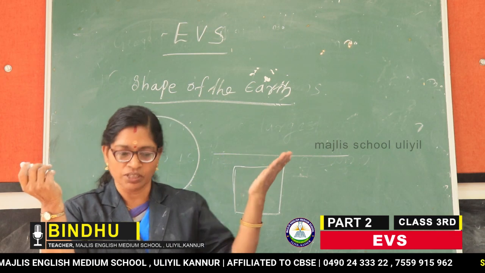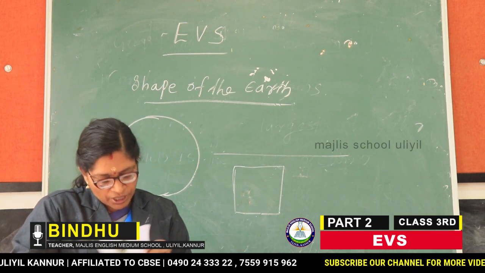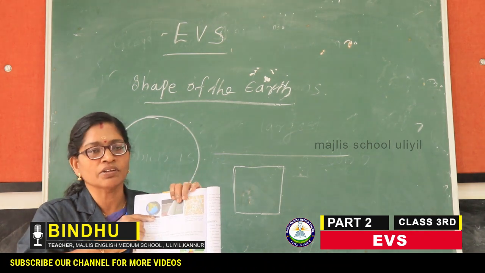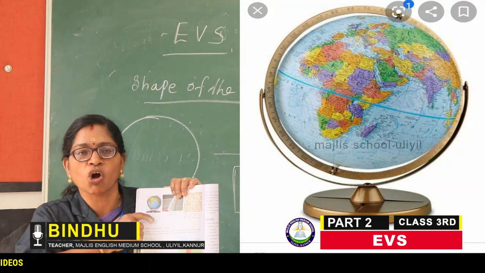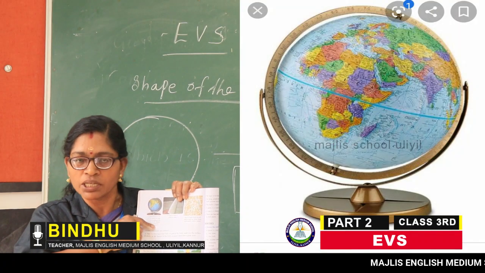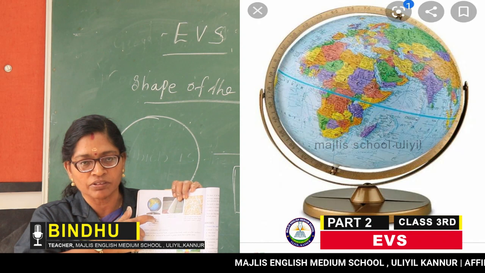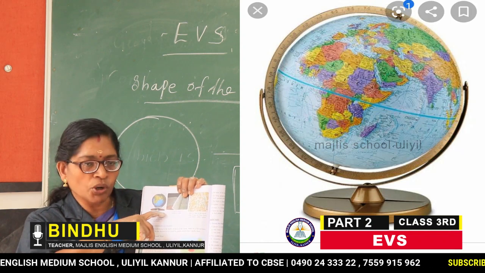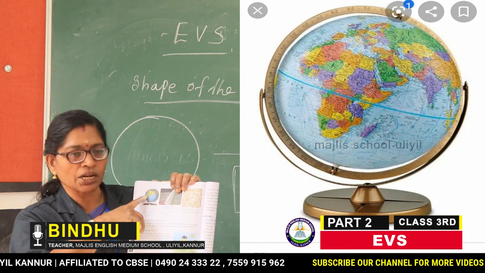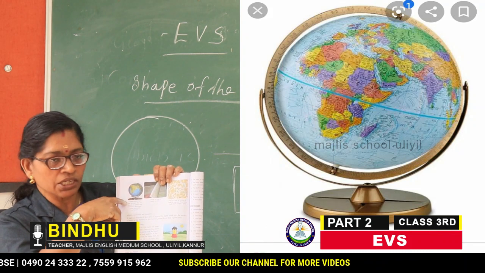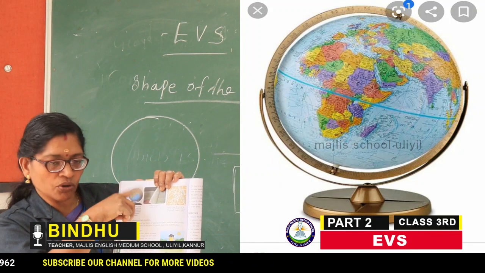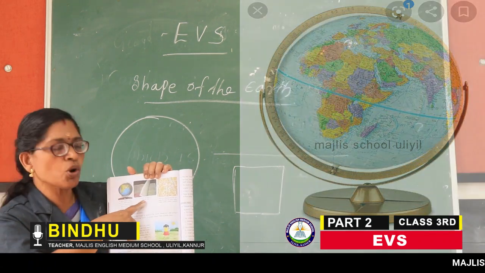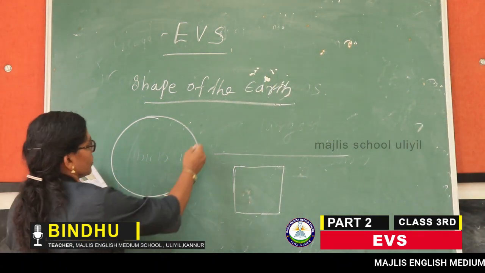Here you can see different pictures of a globe. A globe is a model of the earth. Look here, it is a picture of a globe. It represents all the countries. We can rotate it and see all the places. And a book of maps is called an atlas.